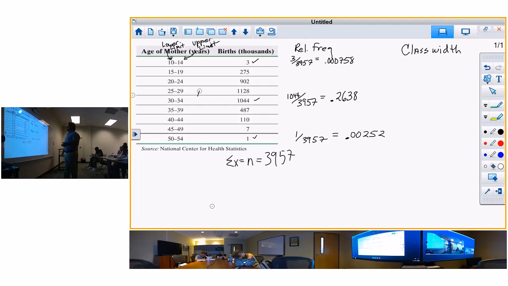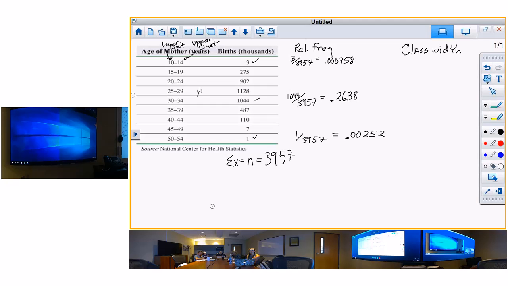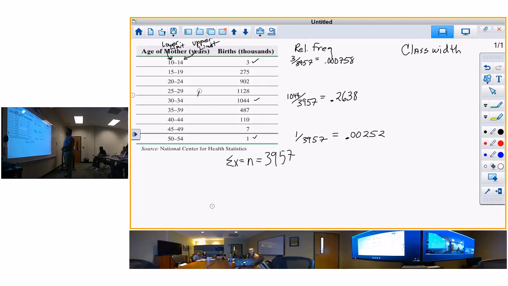And what I tell students is the easiest way to find the class width is pick a side and take the second value and minus the first value. So if you use the lower limit side, it would be 15 minus 10. If you use the upper limit side, it would be 19 minus 14. Either way, you're going to get a class width of what? 5. I don't care which one you use. 20 minus 15 is 5. 24 minus 19 is 5. 25 minus 20 is 5. 29 minus 24 is 5. 30 minus 25 is 5, and so on. So I guess I'm going to pick a side, and I'm going to say upper limit, second value, minus upper limit, first value.